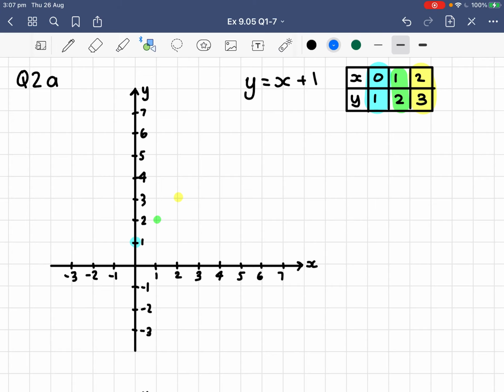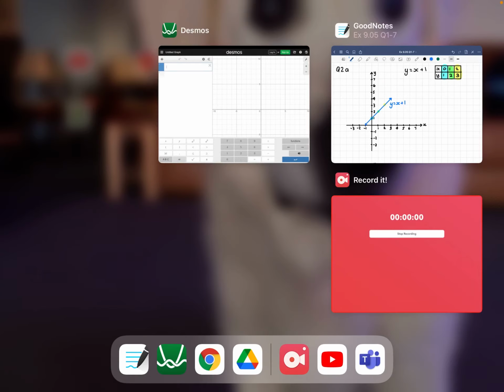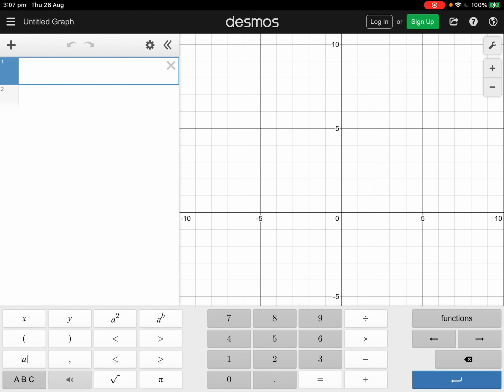We need to make sure that if we're drawing these by hand that we're using a ruler. And we want to connect our dots like so. We want our line to go through our dots, and we want to draw an arrow at the end of our line to say that our line continues on. We then want to write our equation of y equals x plus 1 on our graph to label our line. Now, another way of doing this is you've been told you can use a thing called Desmos. So Desmos is a graphing calculator that will do the graphing for you.